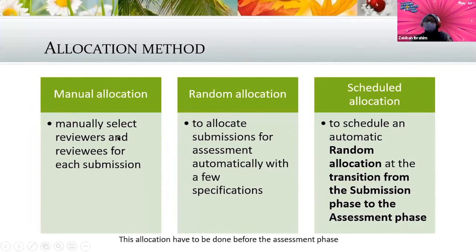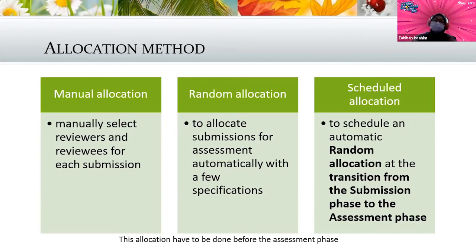Okay, so in manual allocation, you can select manually who is the reviewer and who is the reviewee for each submission. So it is based on every single user, every single student in this activity. But if you are choosing the random allocation, the allocation will be defined automatically based on the specification that you define in the option for random allocation.